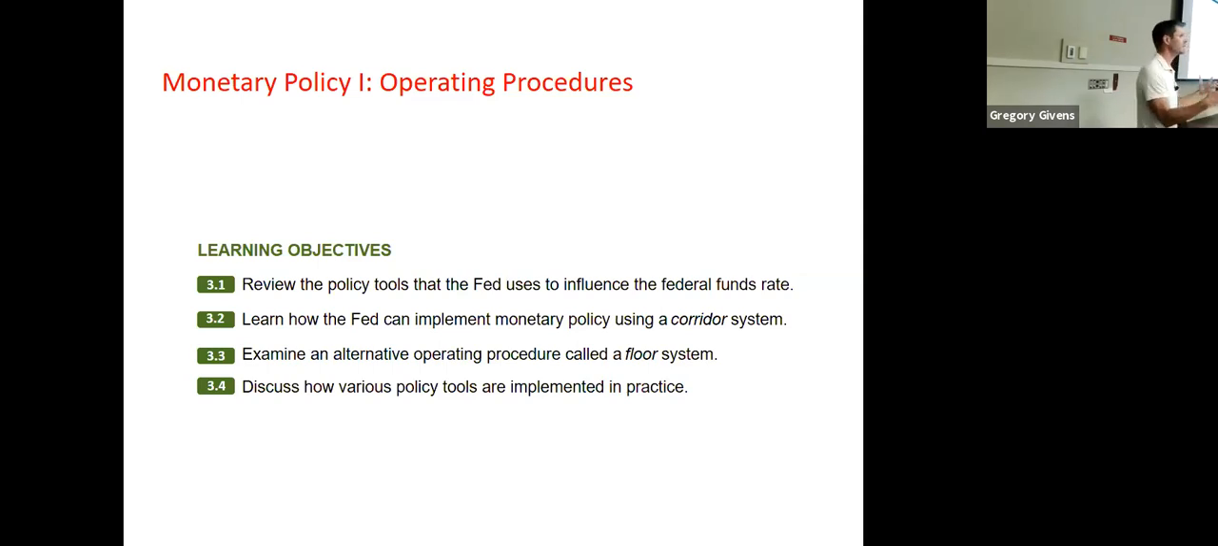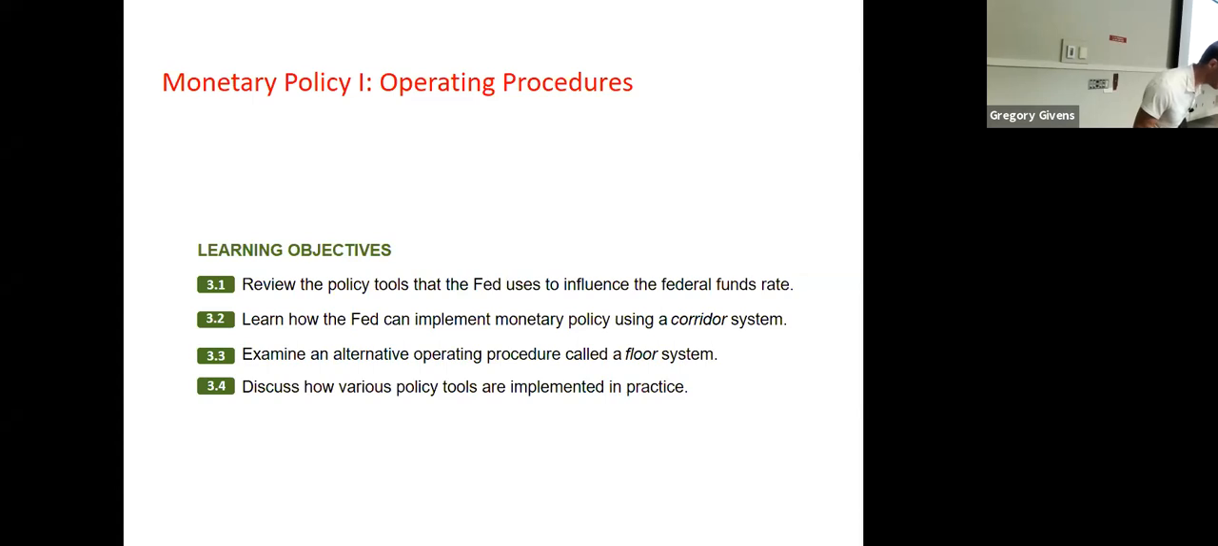So discussions about the money supply now are no longer going to be sufficient when we talk about real-world monetary policy conduct. We really have to talk about what the Fed is doing to influence the federal funds rate in particular. Okay, here is an outline of how this class is going to go for today and really the next class as well.